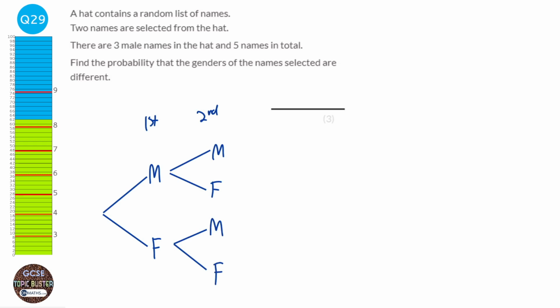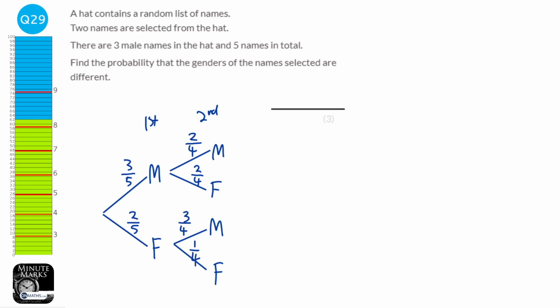So the fractions for the first one will be 3 over 5. If there's 3 male names, there'll be 2 females. Now, if we've picked a male name already, there'll be 2 left and 4 left in total. If we haven't picked a female, there's still 2 females, but there's 4 left in total. If we picked a female, there'd still be 3 males and only 4 left in total, but there'd only be 1 female name left and 4 left in total.